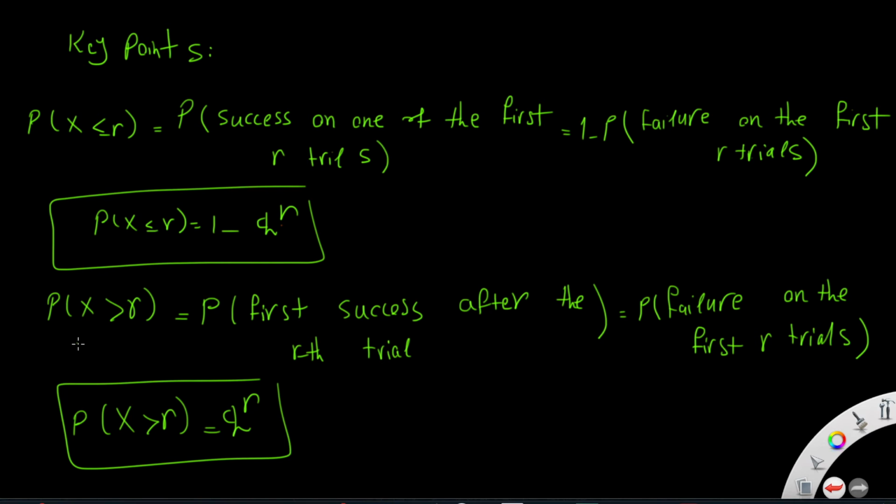The next point: probability of x greater than r means that the first success comes after the r-th trial, so it is the probability of failure on the first r trials. So probability of x greater than r can be obtained by q to the power of r. Now let's see some examples concerning these 2 points.